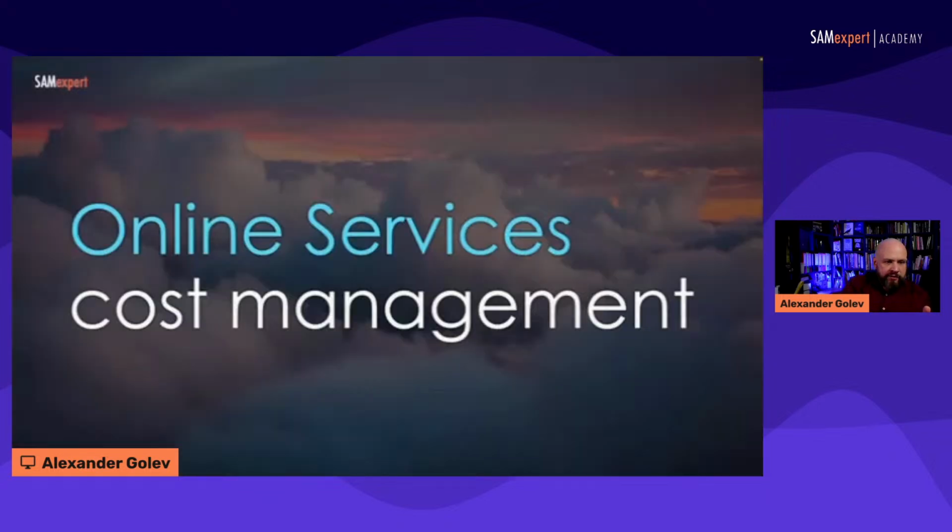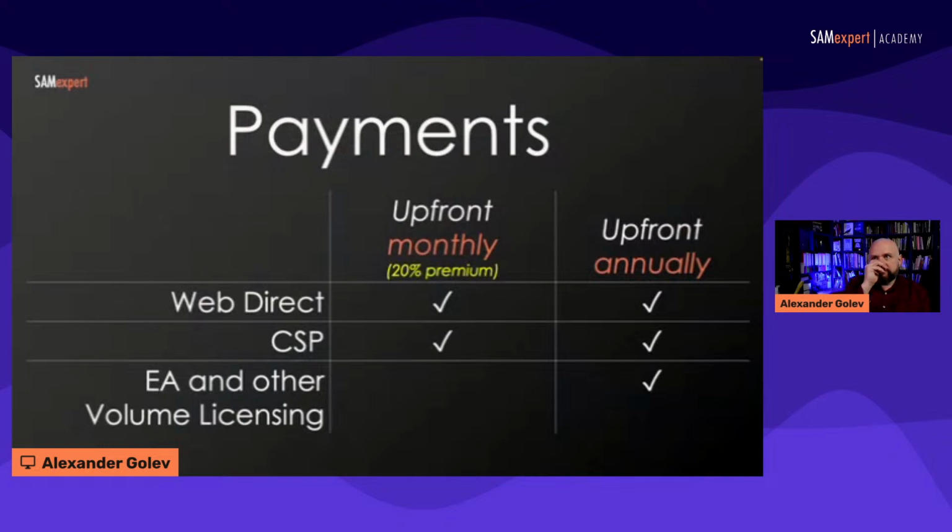Okay, let's move on. So online services cost management. I want to finish it in 10 minutes, but we'll see. Payments for services. Through enterprise agreement and other volume licensing agreements, you can only pay for M365 services and any other Microsoft Online services upfront annually. If you purchase those services through Microsoft website, online, web direct, or through a CSP partner, you have an option to pay upfront monthly, with the caveat that monthly plans are 20% more expensive than annual. So you have a choice.